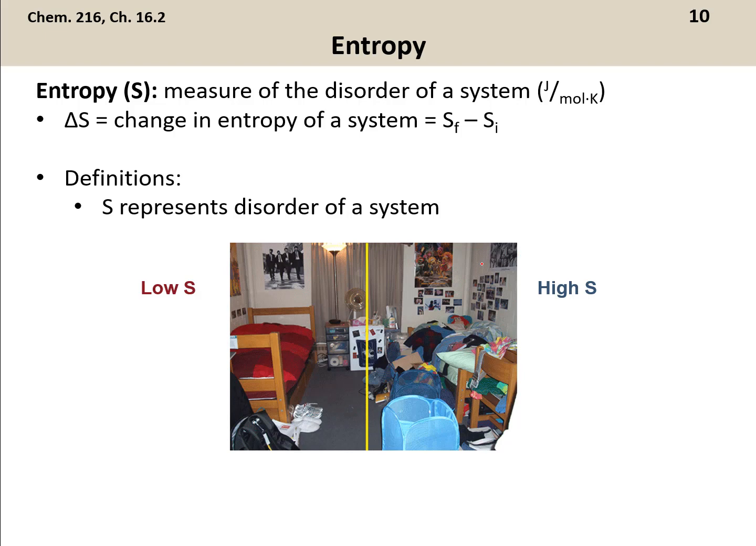Okay? Over on the right-hand side, you can see a dorm room where there's clothes all over the place. There's a laundry basket. This is a place that has high S. It is very disordered. Over on the left, this is a room that's fairly clean, this with a red blanket. Notice it's clean, the shoes are lined up. So this one has low S, or it's more organized, so it has less disorder.